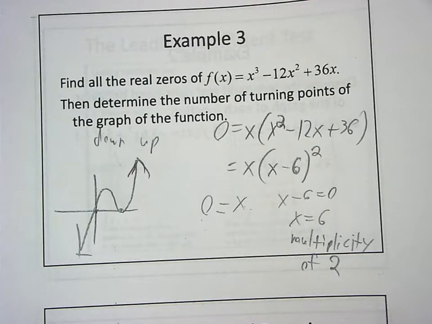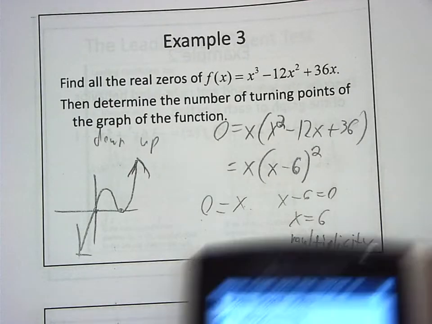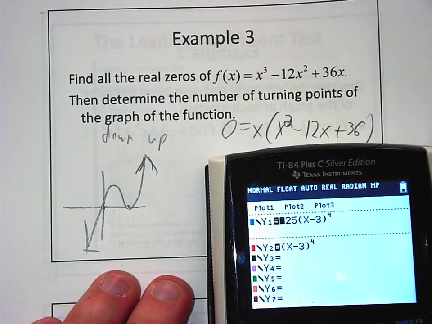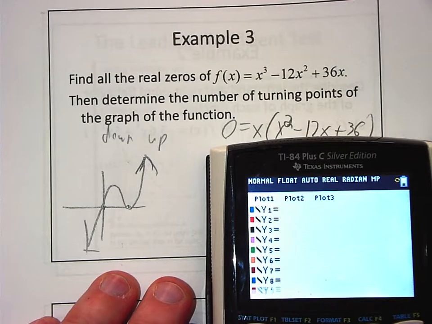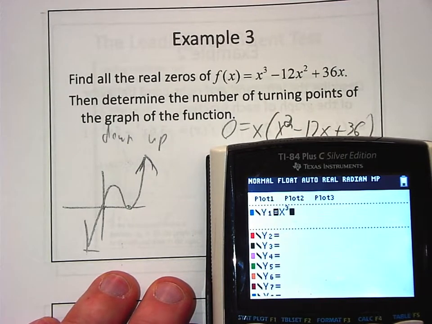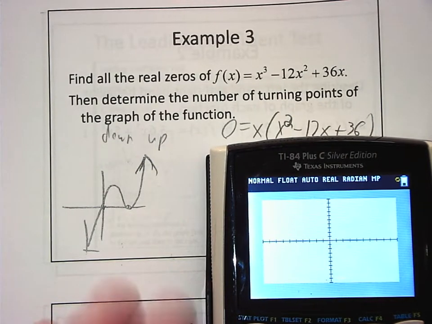Okay? And graphically, if I punch this into the calculator, it's going to look fairly close. It's not going to be exact. But if I do the x cubed minus 12x squared plus 36x, it should go through at 0 and then rebound at 6. Yeah, I didn't draw it quite steep enough, but for a rough sketch, it's good enough for now. Does that make sense? Okay.